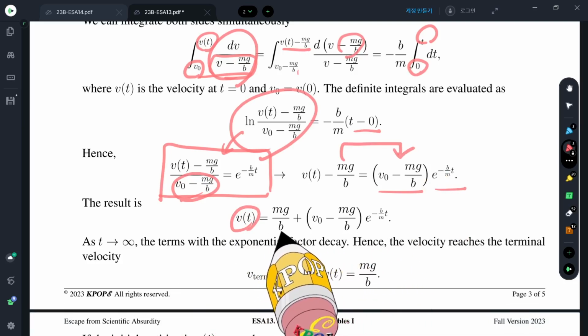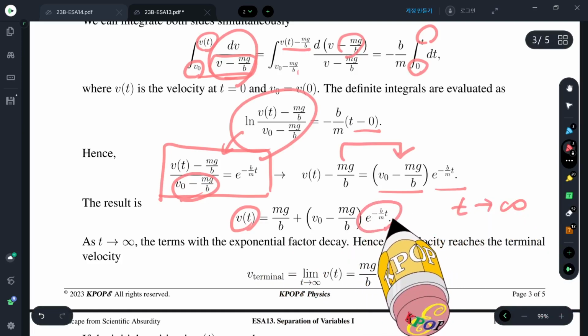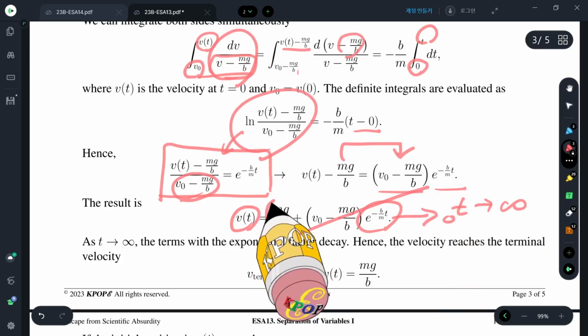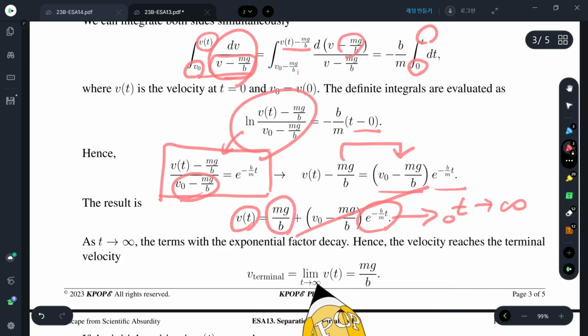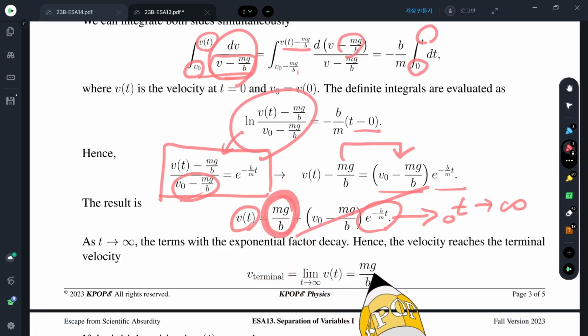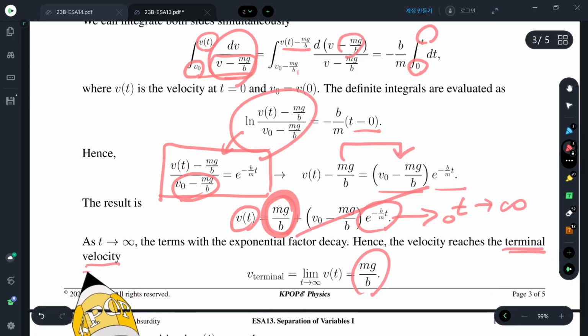We can see as t goes to infinity, the exponential factor decays to 0. So this one disappears, and as t goes to infinity, we can see the velocity of the particle reaches a constant that is called the terminal velocity.